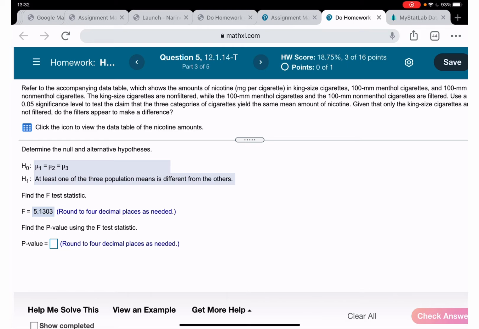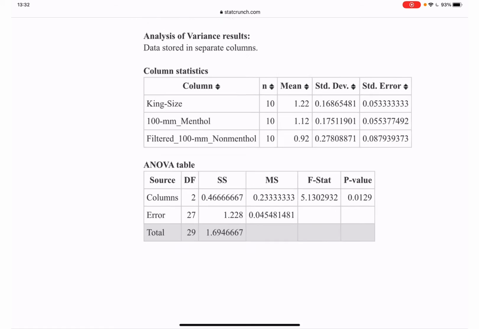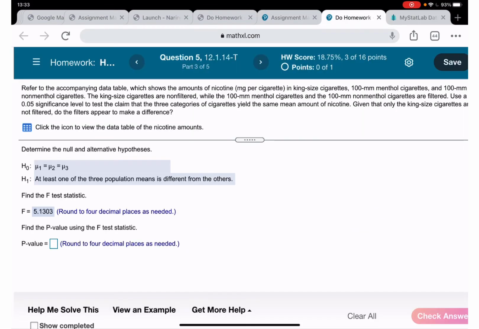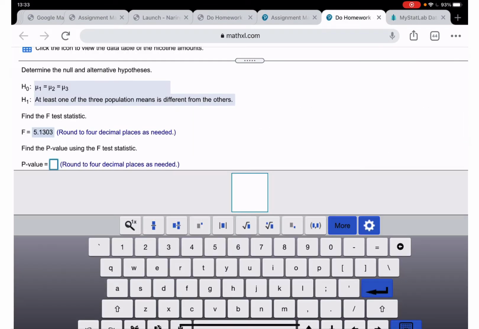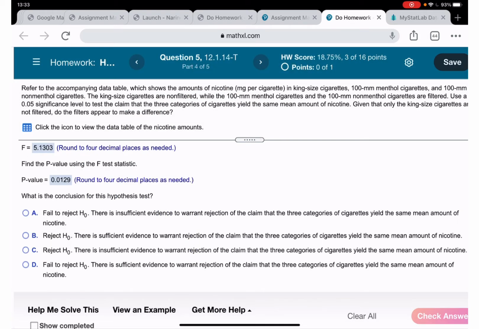So next we need to find the p-value. Going back again, the p-value is 0.0129. Okay, we did a good job.